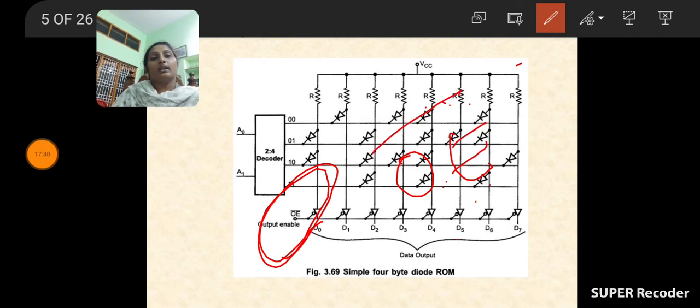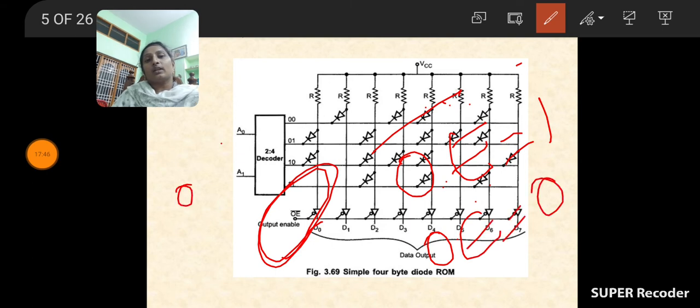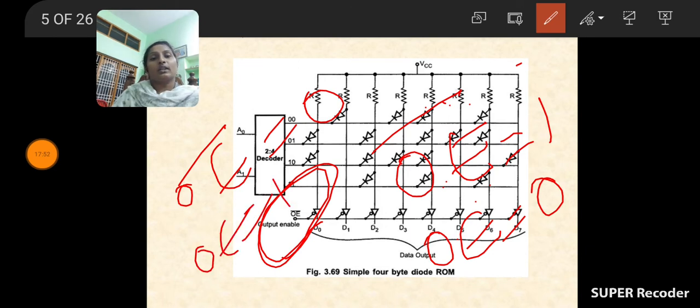Output enable bar equal to 1 means what? Output enable is equal to 0. If output enable bar is equal to 0, what does it mean? Output enable is 1. So output enable is in the set condition only when OE bar is equal to 0. Is it clear? Output enable is in the set condition only when output enable bar is equal to 0.